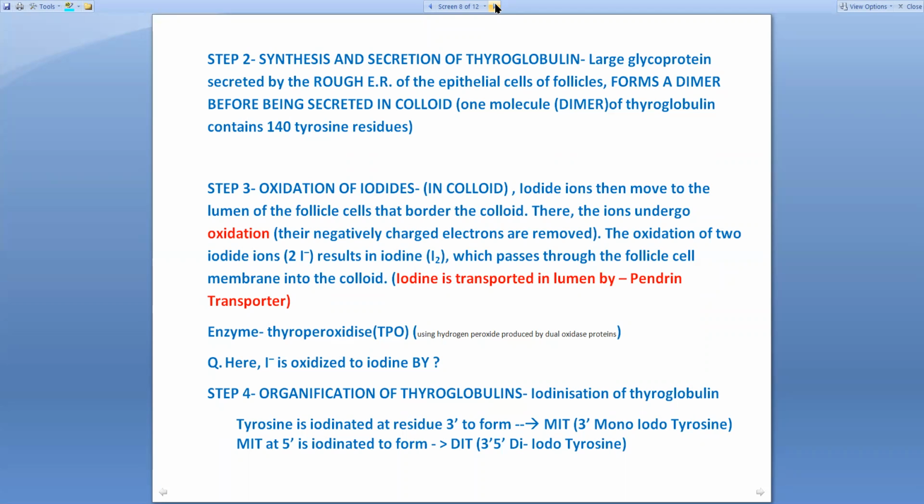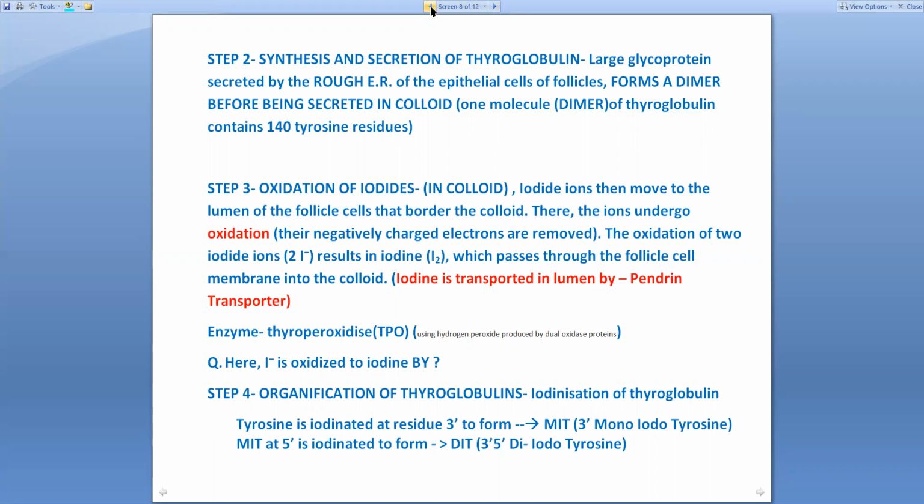So what we have to remember is that synthesis of thyroglobulin occurs inside the follicular cells, and then thyroglobulin is secreted by the vesicles formed by the rough endoplasmic reticulum into the colloid, which is present in the center of the follicles. Step 3 is the oxidation of iodides.